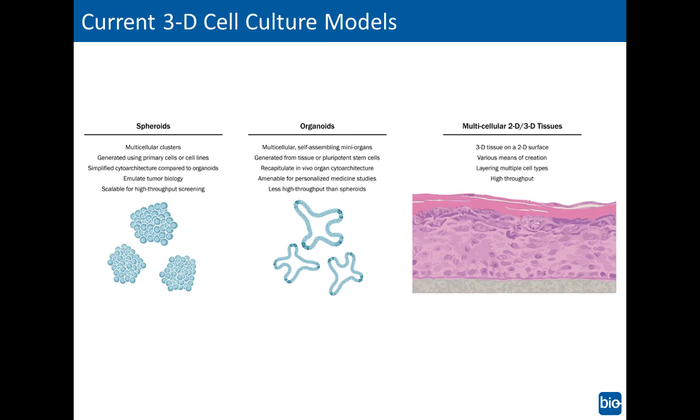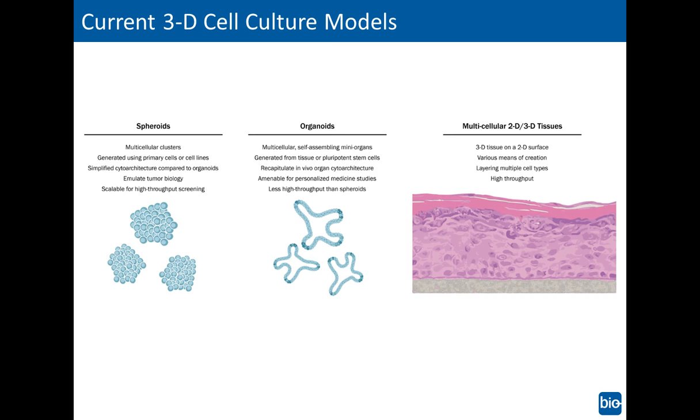So if you look at a cross-section of an organoid and compare it to a cross-section of an intestine, for example, you'll see some similar features. And this makes them amenable to personalized medicine and also to high throughput studies, but perhaps not as high throughput as spheroids. Lastly, on the right is an example from the ALI culture system, so air-liquid interface.